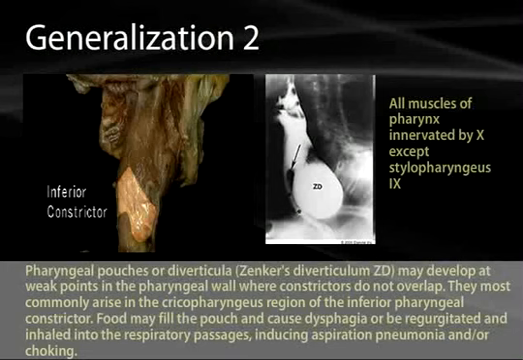And here you can see a Zenker's diverticula with the very enlarged pouch hanging off of the esophagus at the level of the posterior constrictor, I guess.